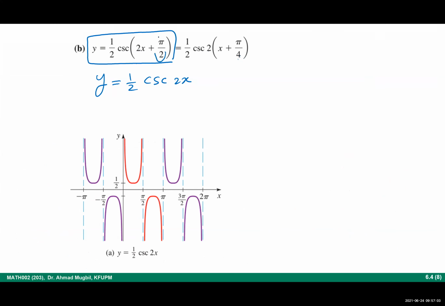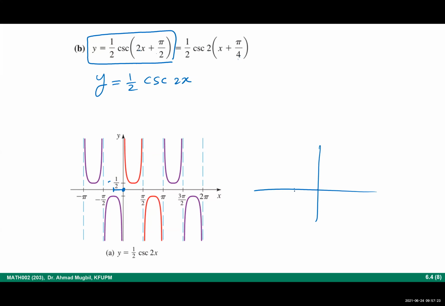It is not pi over 2, ya Shabab. Be careful. Here, the shifting is not pi over 2, because the coefficient of x here is not 1. It is pi over 4, to the left or to the right, ya Shabab? To the left. So what does that mean? This is 0. It will go to here. Let me show you, for example.